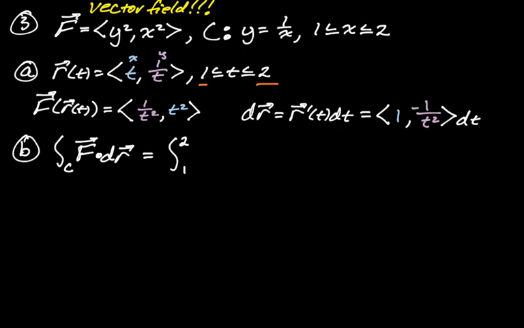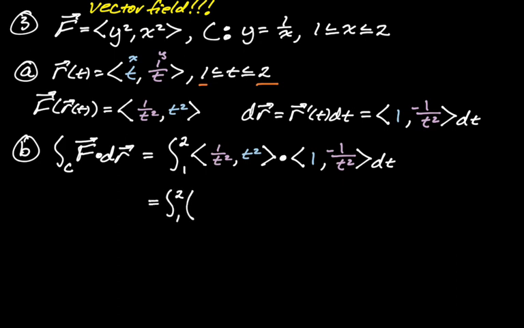So f of r of t is 1 over t squared comma t squared, dot, and then r prime of t dt is the thing that we calculated, 1 comma negative 1 over t squared, and then dt. So this is a dot product, so you just multiply the corresponding components and then add all the products. So we're going from 1 to 2. You get 1 over t squared, and then minus 1.